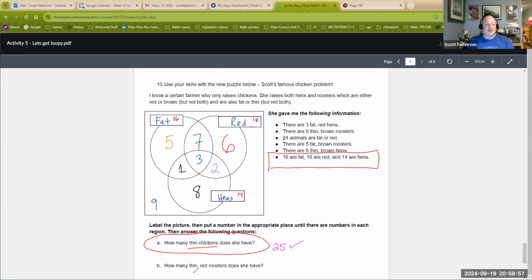Okay, so how many thin red roosters? Ooh, that was not one of our clues, but I bet you can still figure it out. So take a moment, don't blurt it out, so each person has a chance to think. How many of these are thin red roosters? Think for a second, then I'll ask.